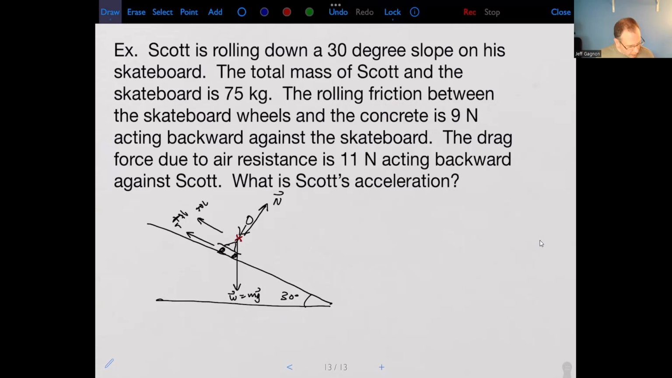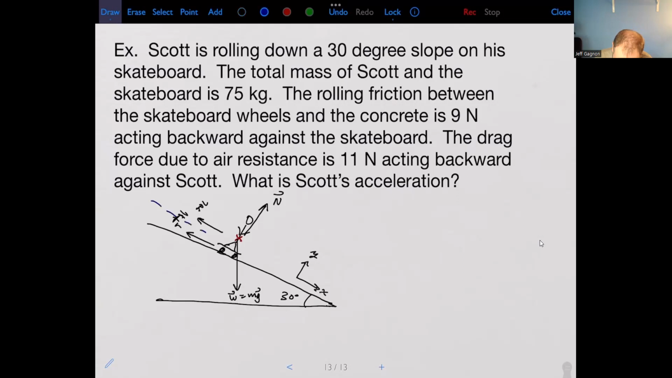Okay, so probably what I want to do in this case is have a coordinate system where X is just down the ramp. It's parallel to the ramp. It'll make more sense that way. And then Y is perpendicular to the ramp. Then the only force vector that's not in one of these directions, X and Y, is the weight, and we'll have to find its components.